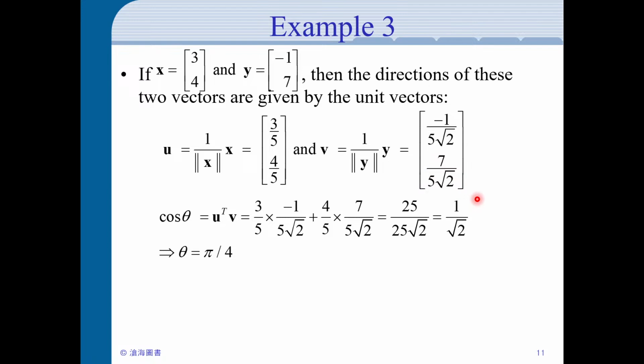And it's quite complicated, but we set up the numbers nicely, so the angle is actually not too bad. But anyway, let's see the inner product. 3 over 5 times minus 1 over 5 square root 2, plus 4 over 5 times 7 over 5 square root 2. So we have 25 times square root 2 on the bottom here, then on top we have 28 minus 3, so 25. So 25 cancels out nicely, and it's 1 over square root 2. Okay. And cosine theta equals 1 over square root 2, and the angle is pi over 4, or 45 degrees.